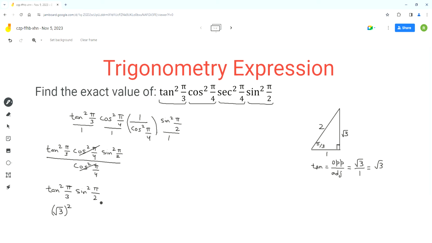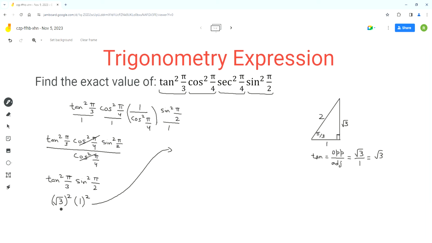Now we know sine of pi over 2 is equal to 1. So you can figure that out from the unit circle or from the graph of sine function, or if you're allowed to use a calculator, you can use that. So sine of pi over 2 is equal to 1. So we'll put a square on it. So now we just have to simplify this expression.